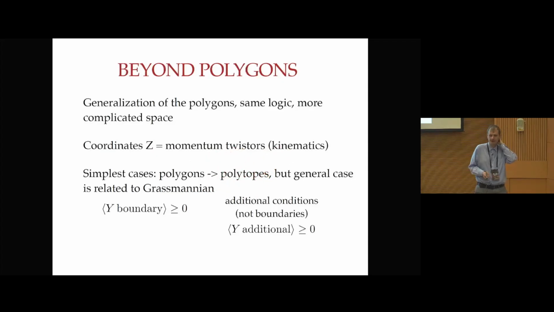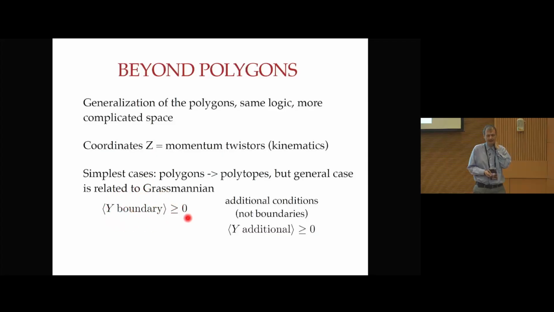Polyhedra, polytopes, they capture some simple amplitudes like the NMHV amplitude. And the general case is further generalizing this notion to Grassmannians. And then they capture all tree-level amplitudes and eventually also all integrands. Now, the Grassmannians are tricky because of one reason.